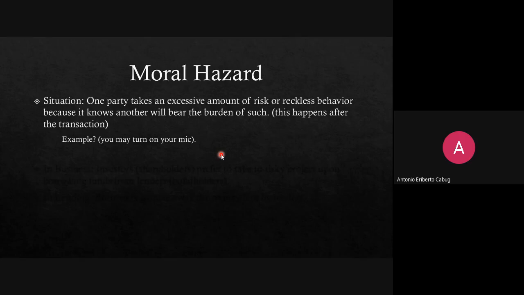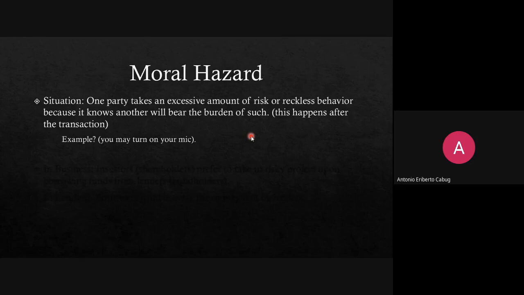Okay? For me, bungee jumping would be considered extreme because I can't do it. Anything after zipline for me is already extreme. So maybe you're going to enter into an insurance contract, and after the insurance contract, you would go into extreme activities. Okay? That's moral hazard. Unlike adverse selection, which happens before the transaction, moral hazard happens after the transaction.